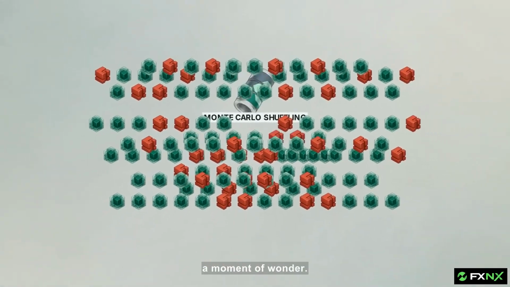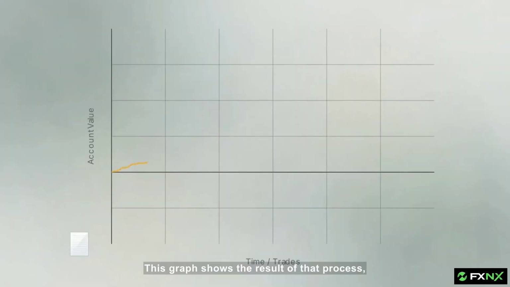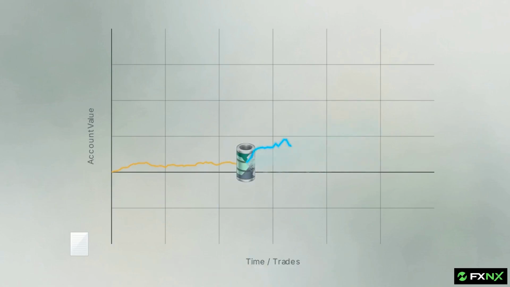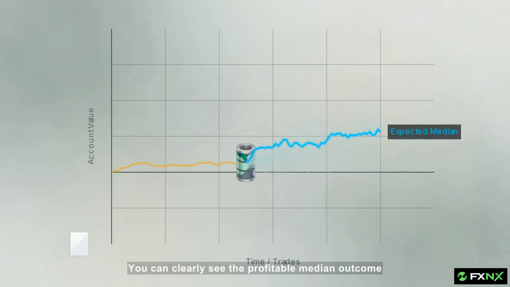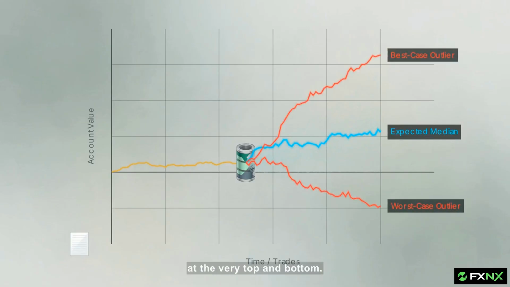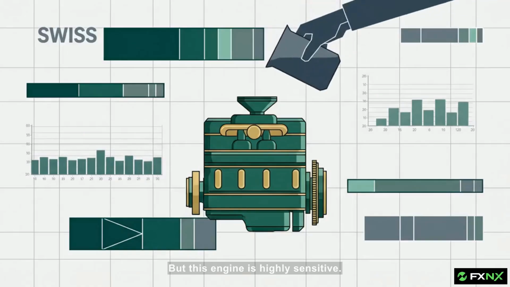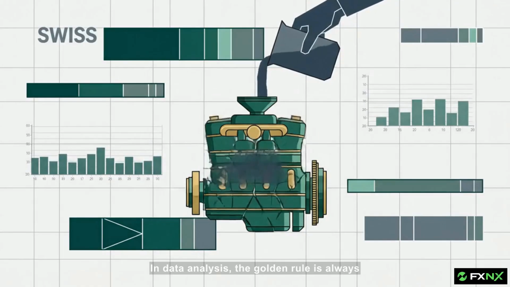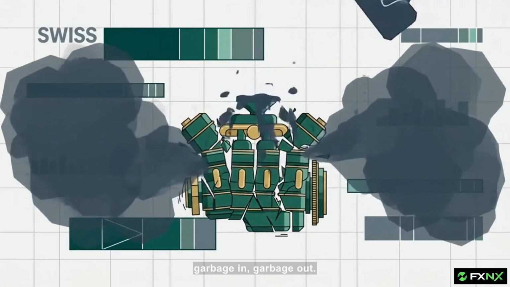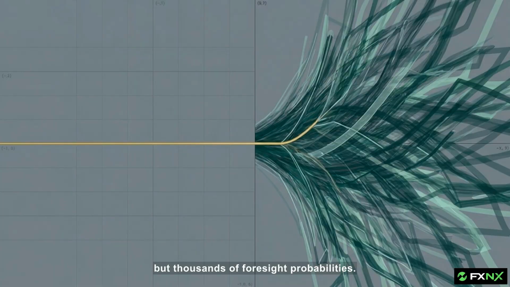A moment of wonder. This graph shows the result of that process. A single predictive timeline explodes into a massive distribution cloud. You can clearly see the profitable median outcome in the center, flanked by the extreme outlier scenarios at the very top and bottom. This data cloud maps the true boundaries of your strategy's resilience. You are no longer looking at a single hindsight narrative, but thousands of foresight probabilities.